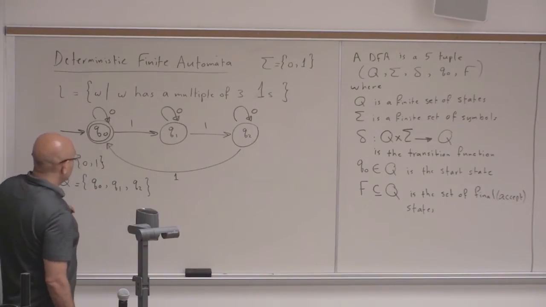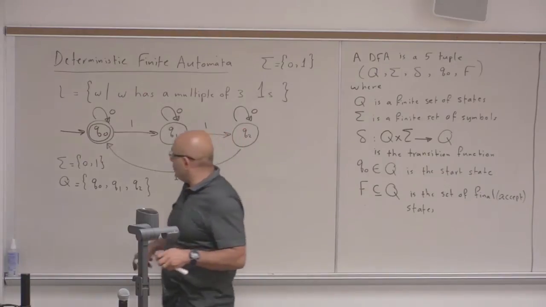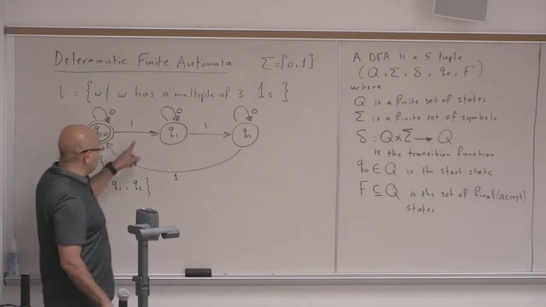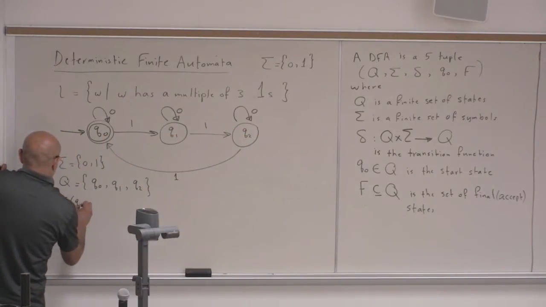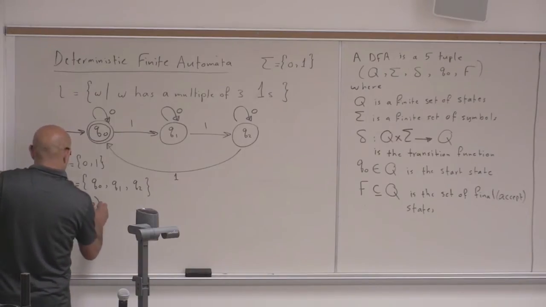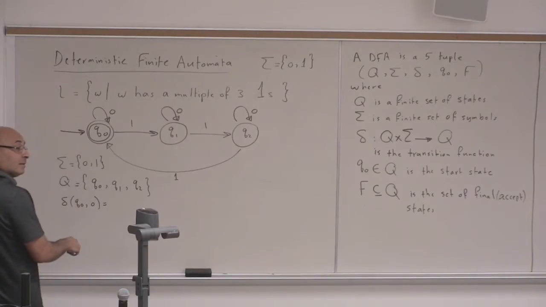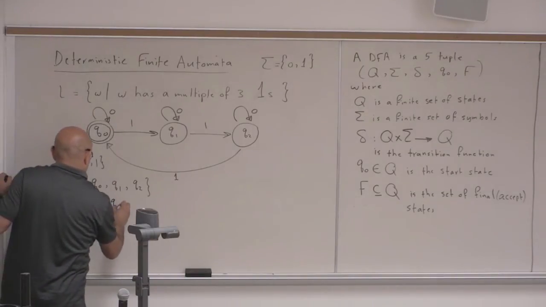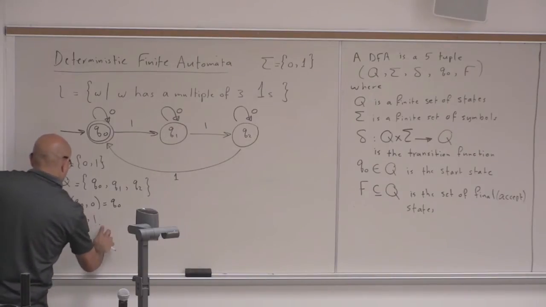Now delta, we should either give a formula for delta, or, when the number of transitions is limited, you can just give all transitions. So you can just say, delta of Q0 and 0 equals what? What's delta of Q0 and 0? Q0. You have Q0 and you get the 0, you stay in Q0. Delta of Q0 and 1 is Q1. Yeah, Q1.